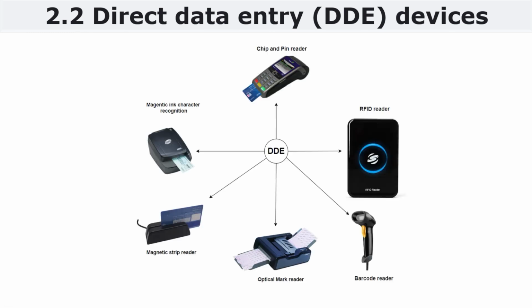Now, we move on to the direct data entry devices that we are supposed to know as far as our syllabus is concerned. So again, we have the chip and pin reader, RFID, the barcode reader, the optical mark reader, magnetic stripe, and then the magnetic ink recognition system.